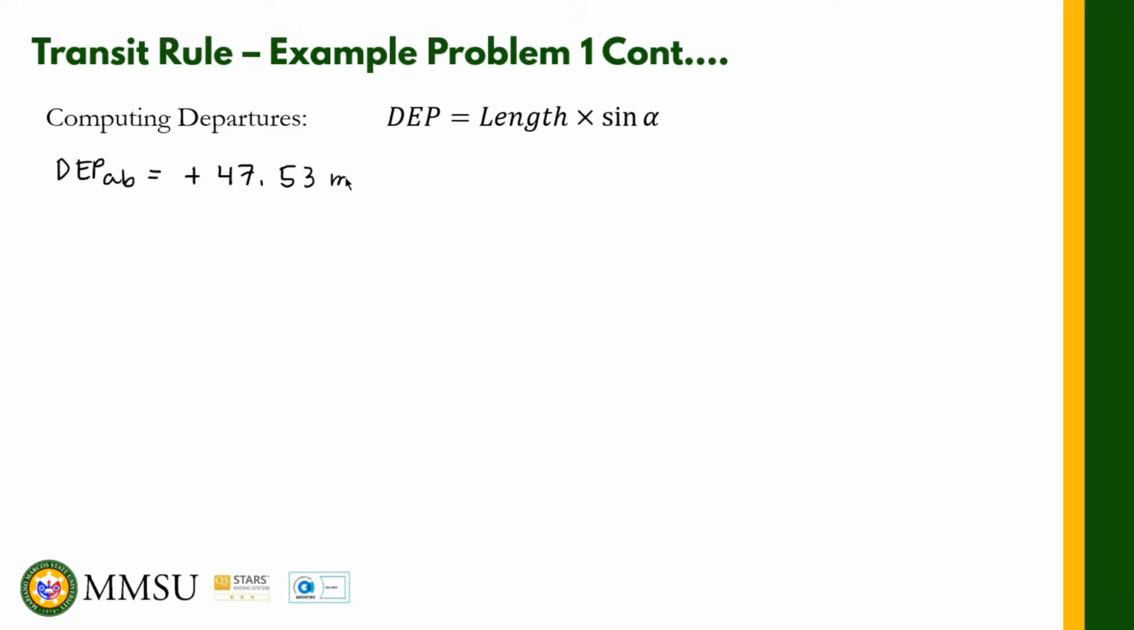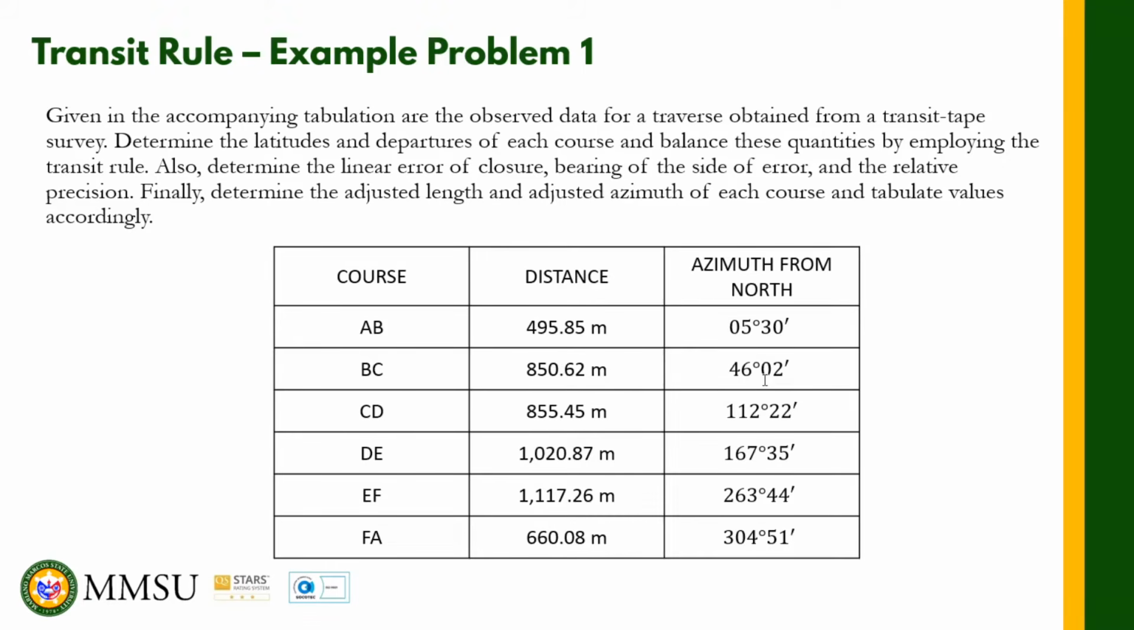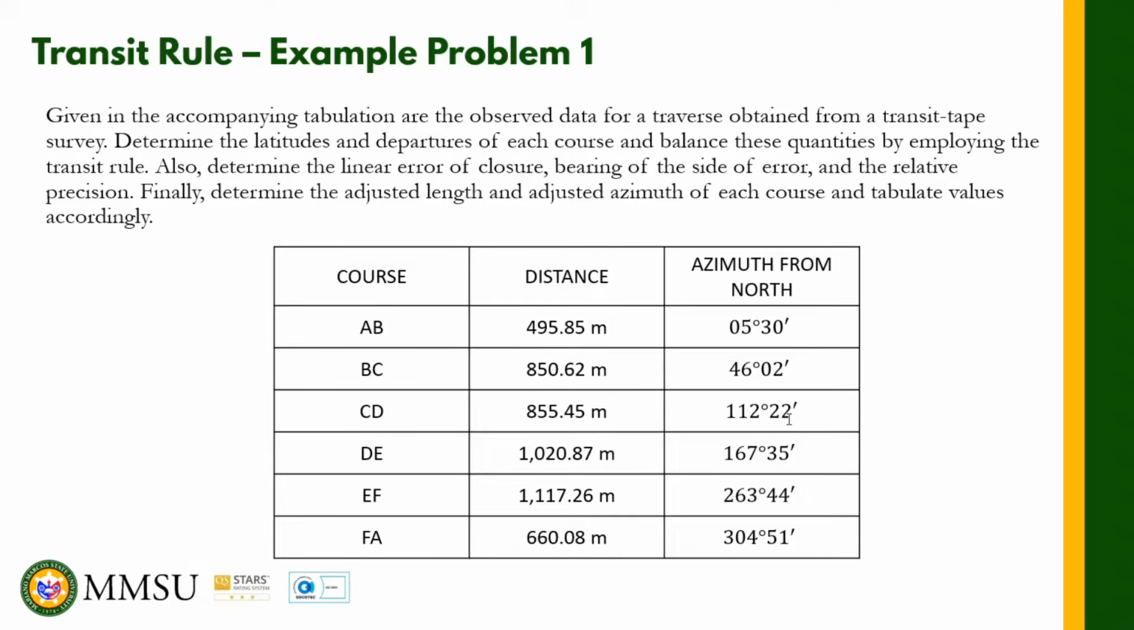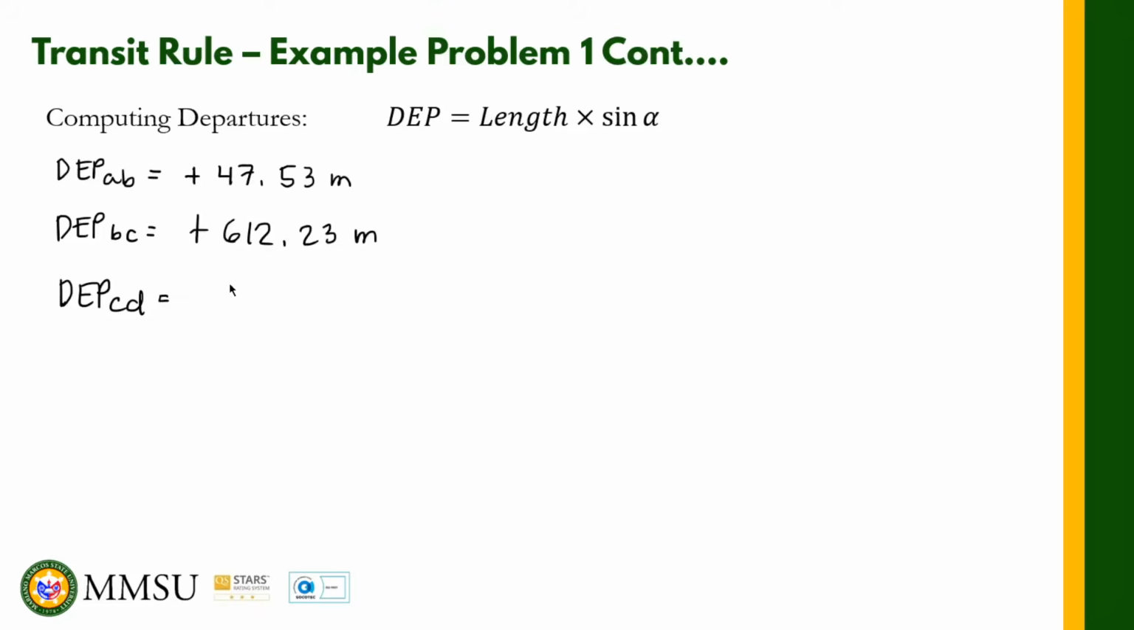47.53 meters. Okay, for the departure of BC, this is equal to the length of BC, which is 850.62 multiplied by the sine of 46 degrees 02 minutes. We come up with positive 612.23 meters. Okay, for the departure of CD, we have 855.45 meters multiplied by the sine of 112 degrees 22 minutes. We should come up with positive 791.09 meters.